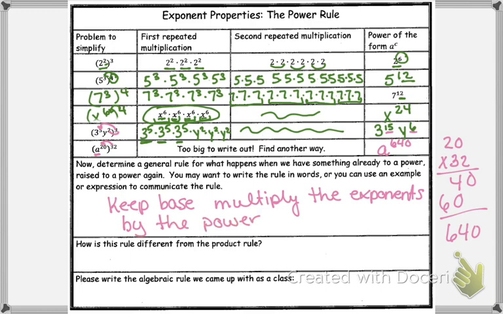So how is this different from the product rule? Well, in the product rule, we add the exponents when we're multiplying. So product rule, we add exponents.